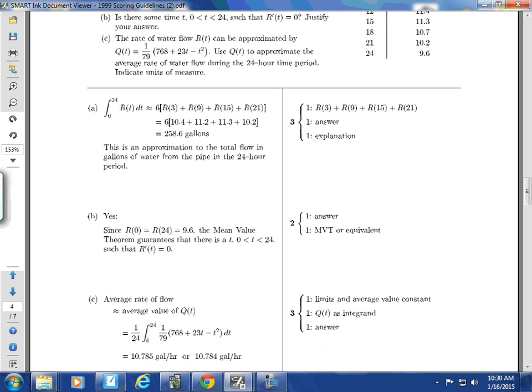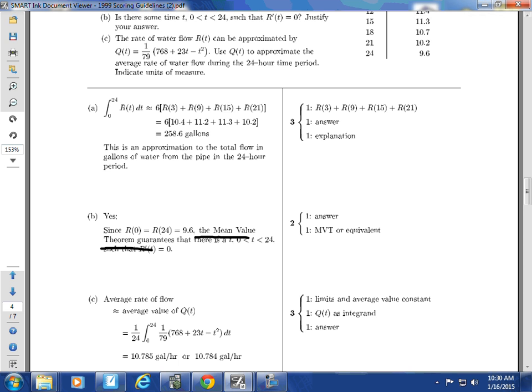There it is. Does it have a place where r prime is 0? Yes. Since r of 0 is 24 and r of 24 is, or since those values are equal to 9.6, the mean value theorem guarantees a place where the derivative is 0. So you don't need to say more than that. You did say it right here, the mean value theorem. By mentioning it, you're saying it. Okay. So that's all they need. Look at how concise that is.